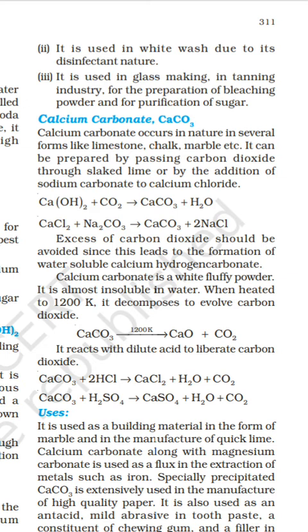When heated to 1200 Kelvin, it decomposes to evolve carbon dioxide: CaCO3 to form CaO plus CO2. It reacts with dilute acid to liberate carbon dioxide: CaCO3 plus 2HCl to form CaCl2 plus H2O plus CO2. Next reaction, CaCO3 plus H2SO4 to form CaSO4 plus H2O plus CO2.